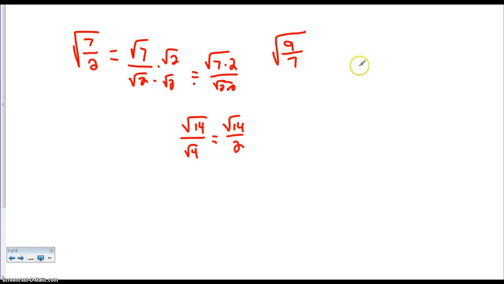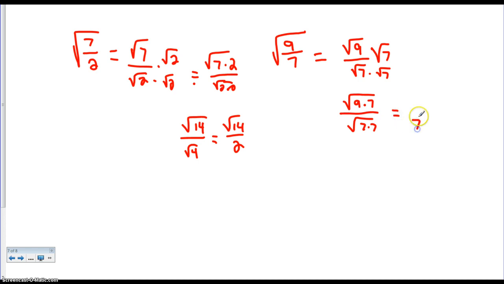Let's look at this example here. I can rewrite this as the square root of 9 over the square root of 7. I can't have a square root on the bottom, so I'm going to multiply the top and bottom by the square root of 7. Now I have the square root of 9 times 7 over the square root of 7 times 7, which in the denominator is going to make a 7. On the top, the square root of 9 is 3, so I have 3 square root of 7 over 7.